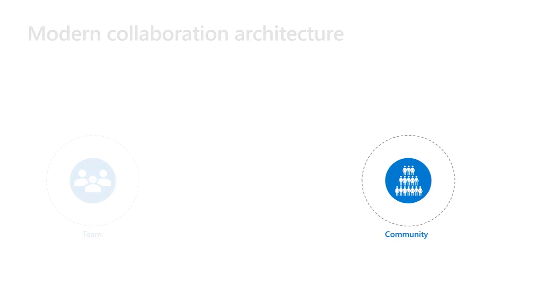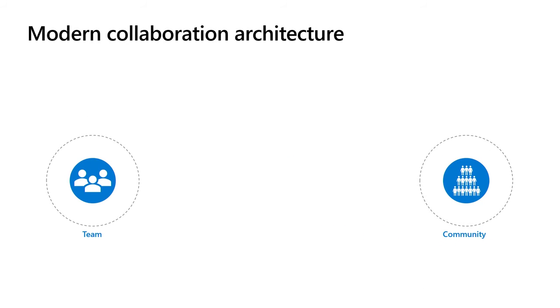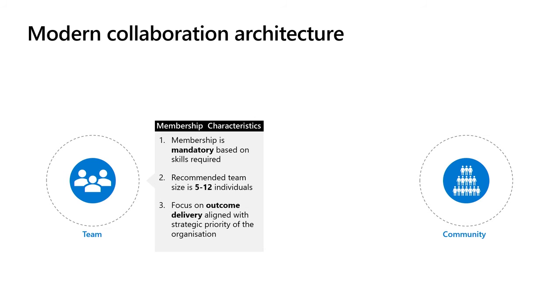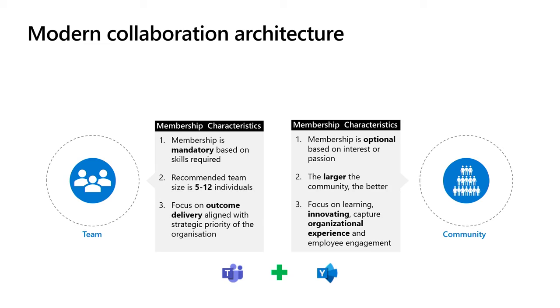So the question is, we have communities, we have teams. Why do we have both of them? How do they work together? So if you look at a team membership, because there is interdependency in the work, your membership is mandatory because it's required. Your skills are required for us to achieve the outcome for that team. So you can't really pick and choose which teams you are a part of. Whereas for a community, your membership is optional because it's based on your interest, your passion, your set of experiences that you want to share.